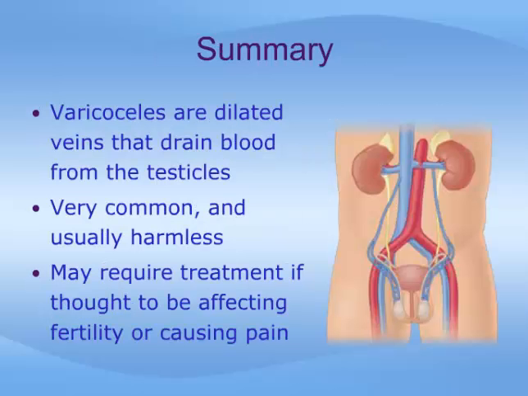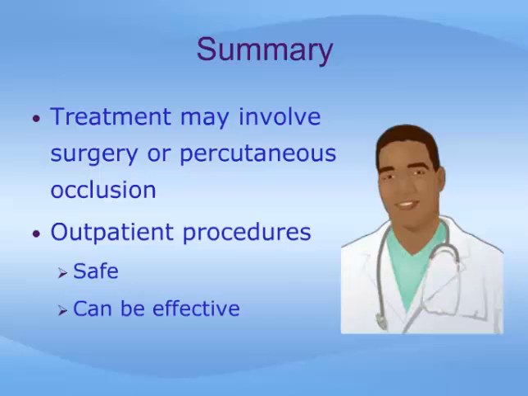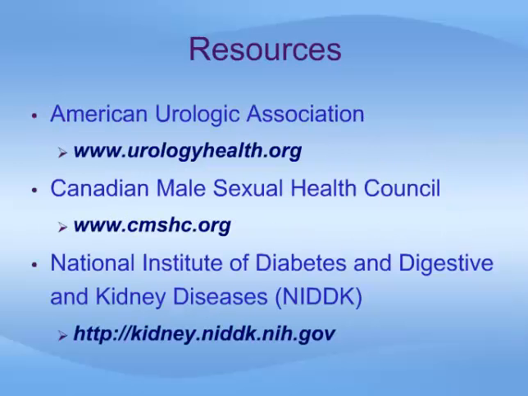In summary, varicoceles are dilated veins that drain blood from the testicles. They are very common and usually harmless, but may require treatment if they are thought to be affecting fertility, testicular growth, or causing pain. Treatment of varicoceles may involve surgery or percutaneous occlusion. These are relatively minor outpatient procedures. Overall, they are safe, and they can be very effective, especially in improving testicular growth for adolescents and for improving fertility in certain men. These resources on the internet may help you find further information or support about your condition.